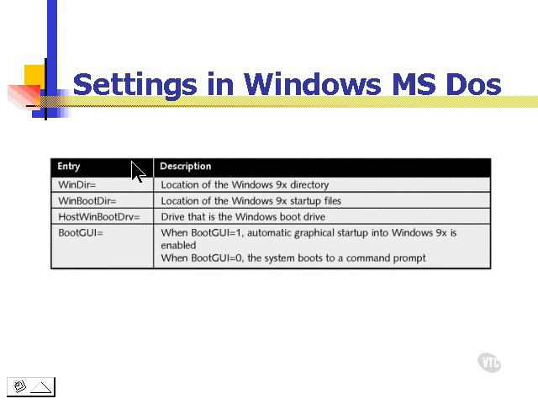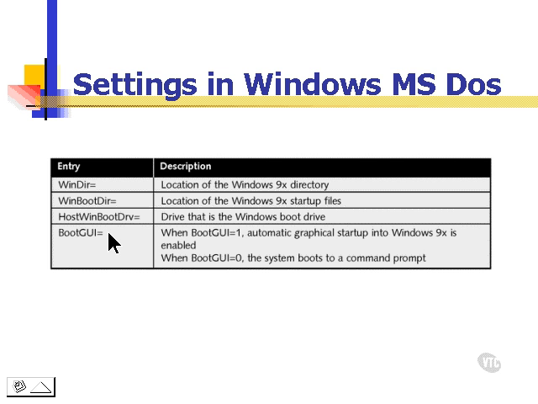The settings that we can set in the ms-dos.sys file include windir, which is the location of the Windows 9X directory, winbootdir, which is the location of the Windows 9X startup files, host winboot drive, which is the drive where Windows is located, and then boot GUI, or boot graphical user interface, which is a selection of either going to Windows or booting to a command prompt and then choosing to go to Windows when we want to.